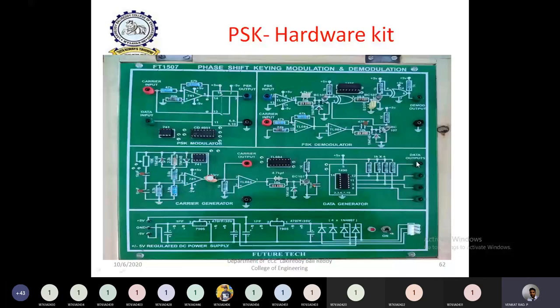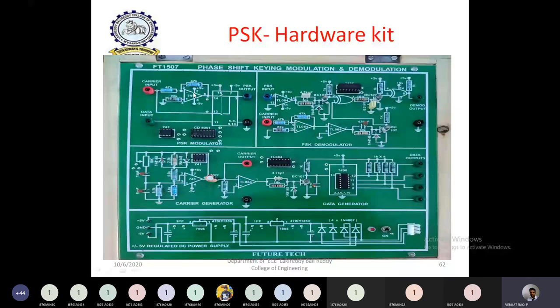So that we'll see in the experimental analysis. Next, if you clearly identify the clock signal, data input and carrier signal, then directly connect this data input to this here and carrier signal to here. Then this is known as the PSK modulation diagram.